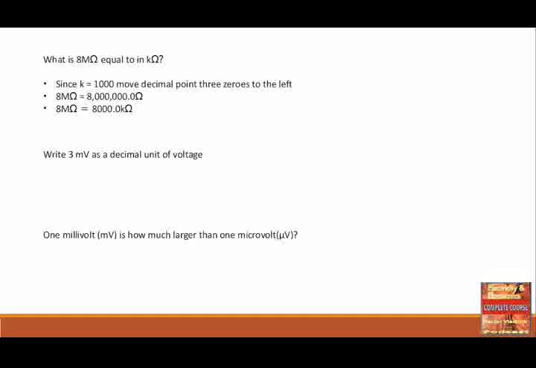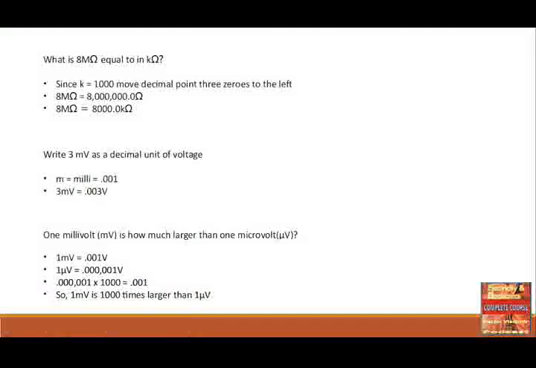Write 3 millivolts as a decimal unit of voltage. Since milli equals 0.001, 3 millivolts is 0.003 volts. 1 millivolt is how much larger than 1 microvolt? 1 millivolt equals 0.001 volts. 1 microvolt equals 0.000001 volt. That's 5 zeros, then a 1, volts.